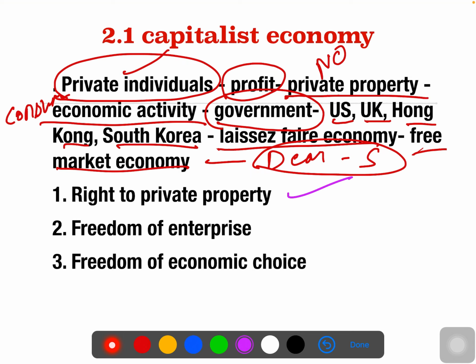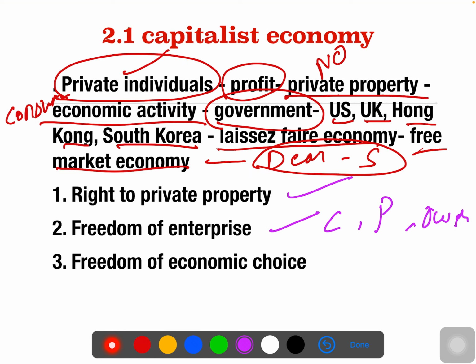The second feature is freedom of enterprise. Each individual in this economy can be a consumer, a producer, or a resource owner. They are all free to do what they want and engage in economic activity. No one is going to stop them. They can produce whatever goods they want and sell as much as they want. This is the freedom of enterprise. The consumer, producer, and owner of resources have complete freedom here.